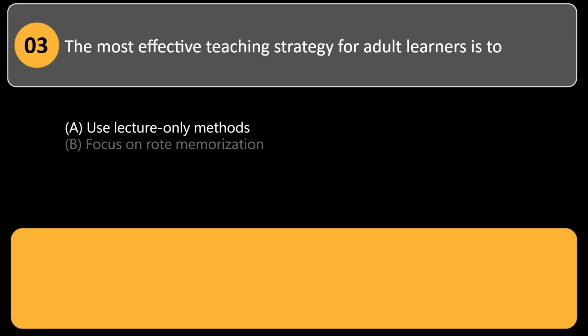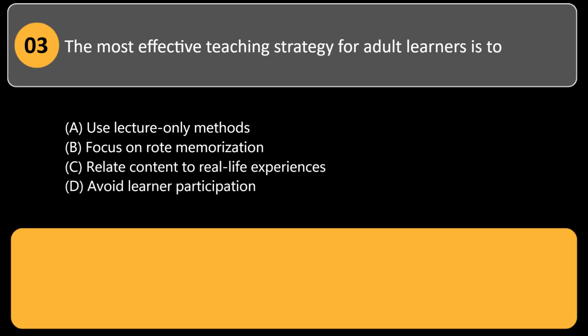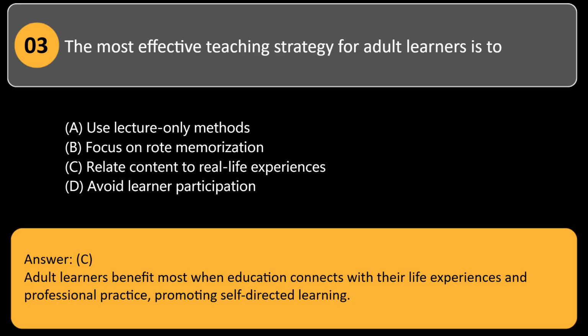The most effective teaching strategy for adult learners is to A. Use lecture-only methods. B. Focus on rote memorization. C. Relate content to real-life experiences. D. Avoid learner participation. Answer: C. Adult learners benefit most when education connects with their life experiences and professional practice, promoting self-directed learning.